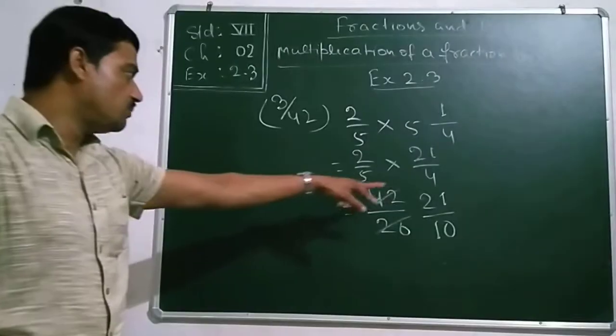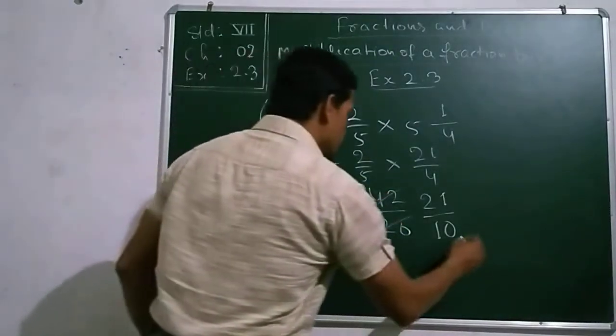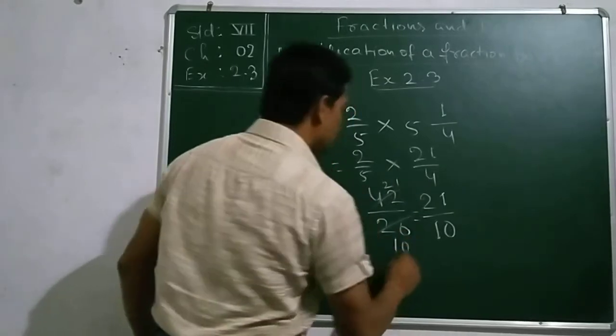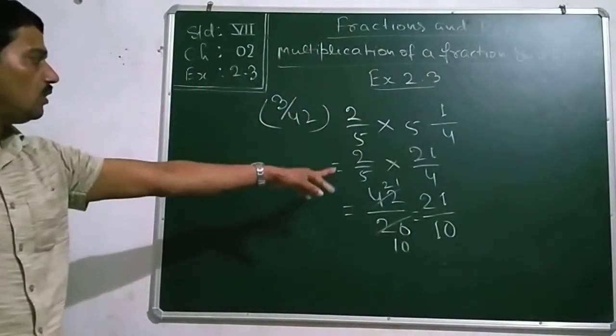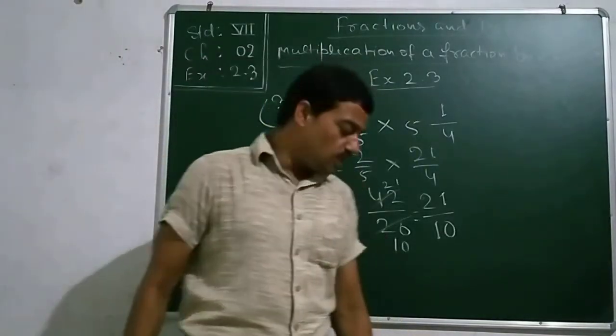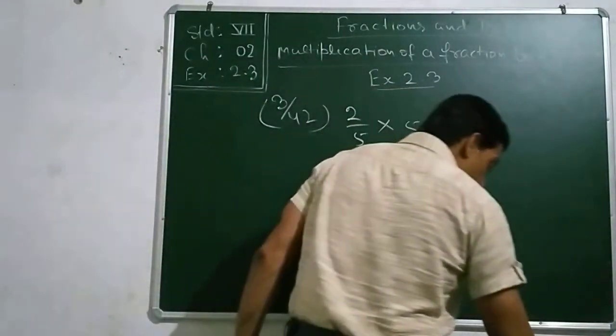2 21s are 42 and 2 10s are 20. So after reducing it to the lowest term, we got 21 by 10. This was the third one. Come to the 4 number sum now.